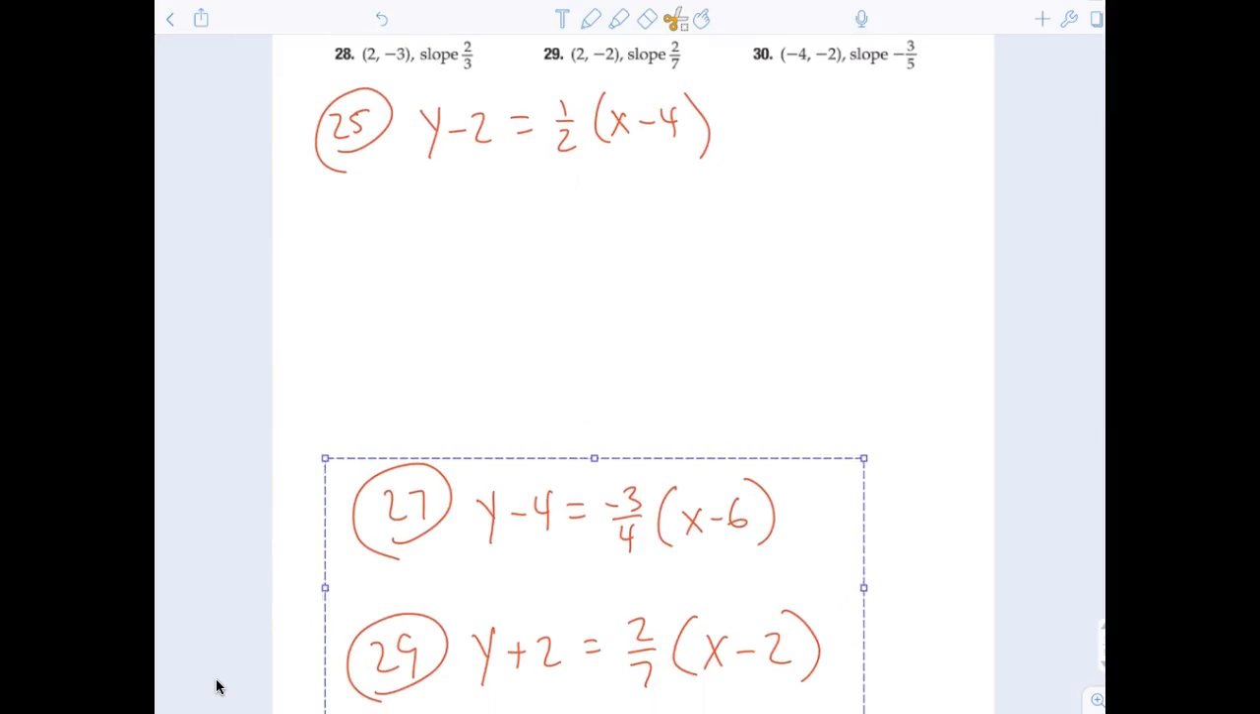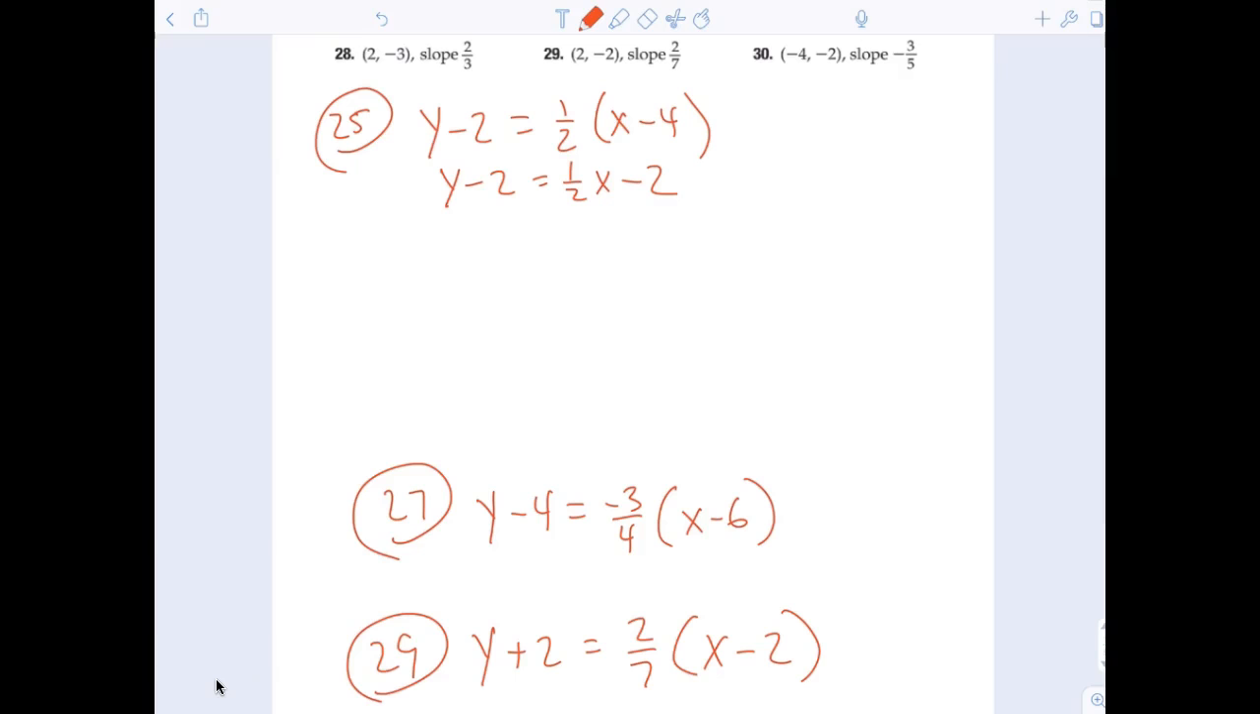So I want everybody to look at 25. 25 is written in point slope. Now we're going to convert it over to slope intercept. Simple thing to do. All you do is distribute. So the first step is distribute. When I do that, y minus 2 equals 1/2 x minus 2. Did I get lost on that step?